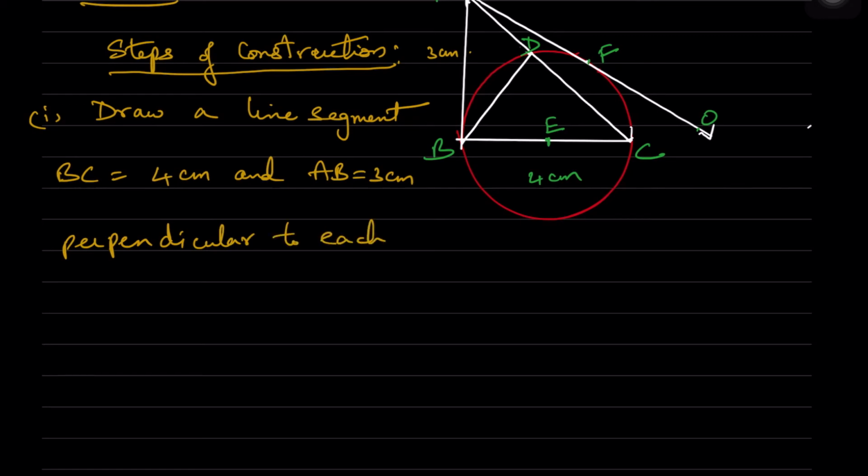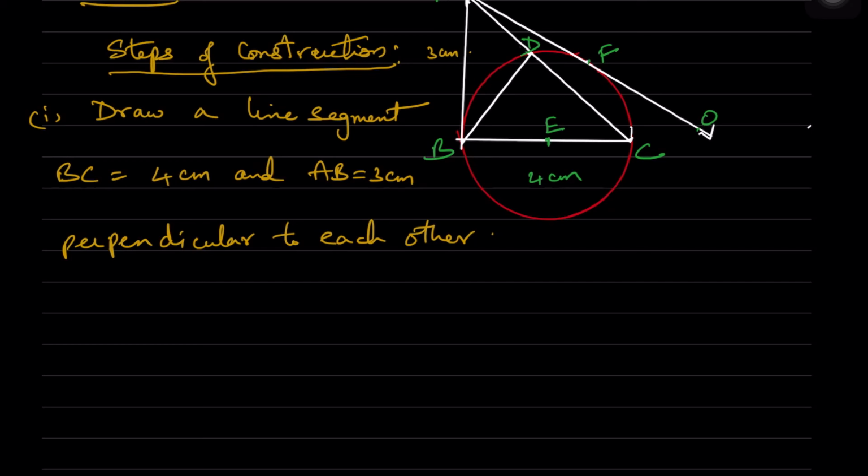First, we draw a line BC which is 4 centimeters. Then put the protractor at B, or you can do it with the compass, make an angle of 90 degrees with the protractor and draw a straight line. You will get that AB is perpendicular to BC, so angle ABC is a right angle. Angle ABC is equal to 90 degrees.